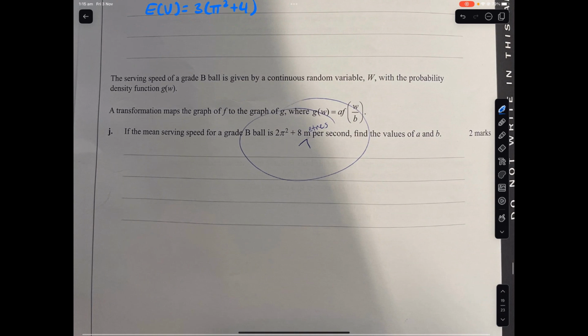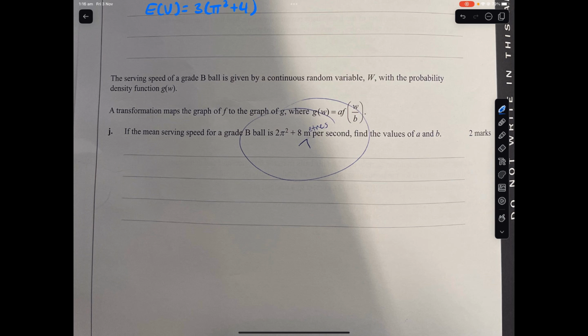Next question. The serving speed of grade B balls is given by the continuous random variable W with the probability density function g of w. The transformation transforms the graph of f to the graph of g, where this is that. Okay, this question is similar to the 2021 actual exam. So if the mean serving speed for grade B balls is this, find the values of a and b.